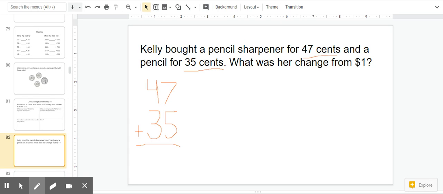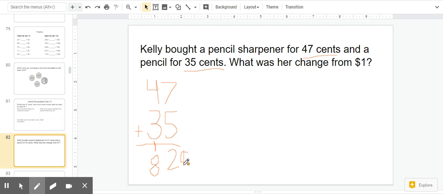7 plus 5. You can use your fingers to count on, or you can do this mentally. I know that 7 plus 5 is 12. 2 ones and 1 ten. So I'm going to make a new ten below. Now I'm going to add my tens. 4 plus 3 is 7. 7 plus 1 is 8. I have 8 tens. So I have altogether 82 cents. So Kelly spent 82 cents.